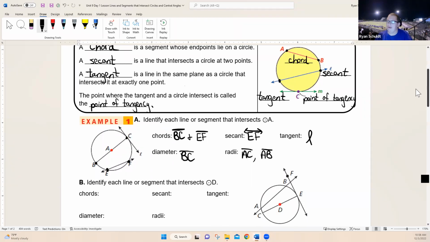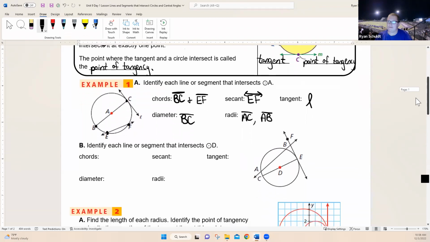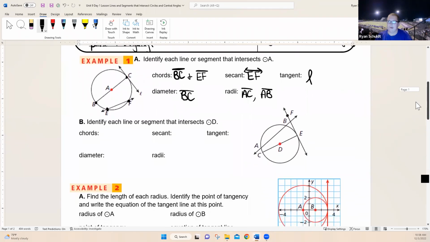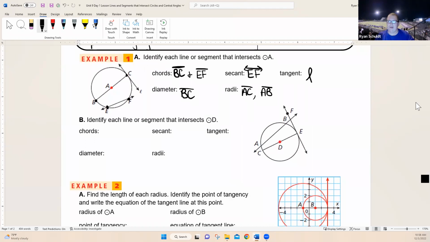Okay, so let's look at part B. Part B, we get another picture. Identify each line or segment that intersects circle D. The chords. Well, again, they start and stop on the edge of the circle. So we have segment AB and we have segment CE. Those are chords.